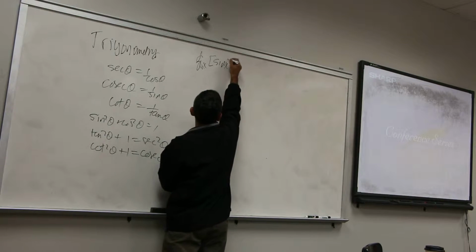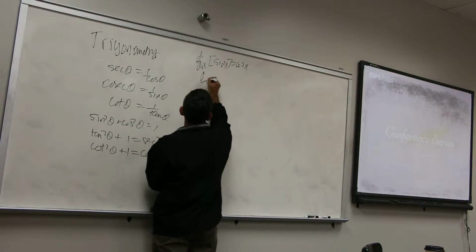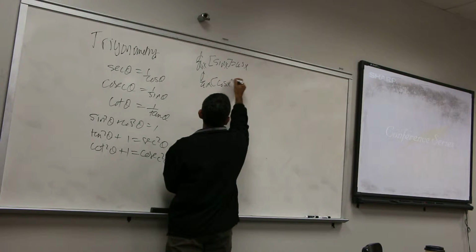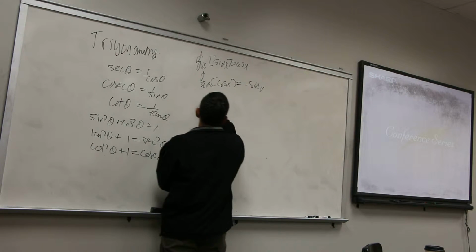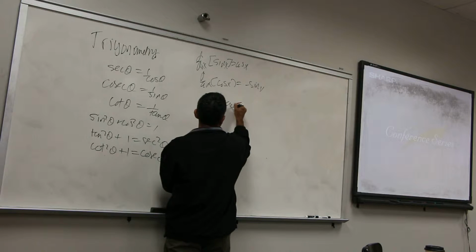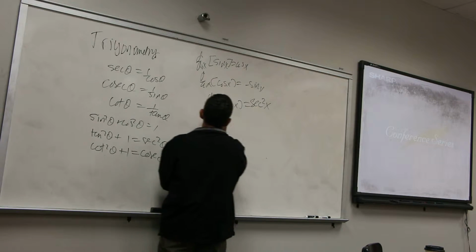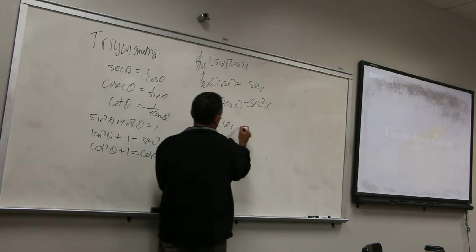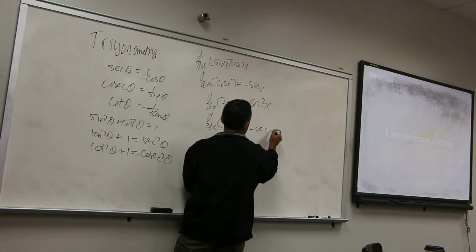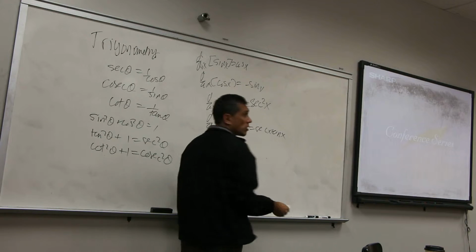That the derivative of the sine is the cosine, and that the derivative of the cosine is minus the sine, and that the derivative of the tangent is the secant squared. Well, this will be a review in the beginning of the semester, right? And that the derivative of the secant is what? Is the secant times the tangent.